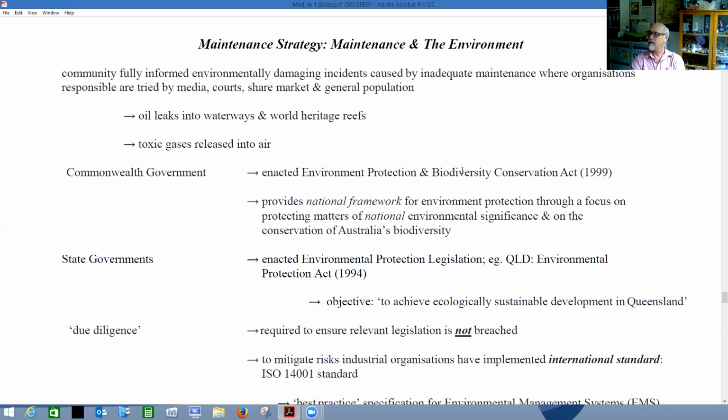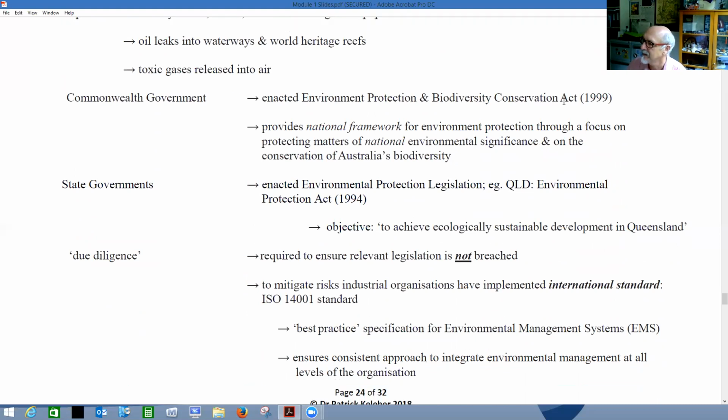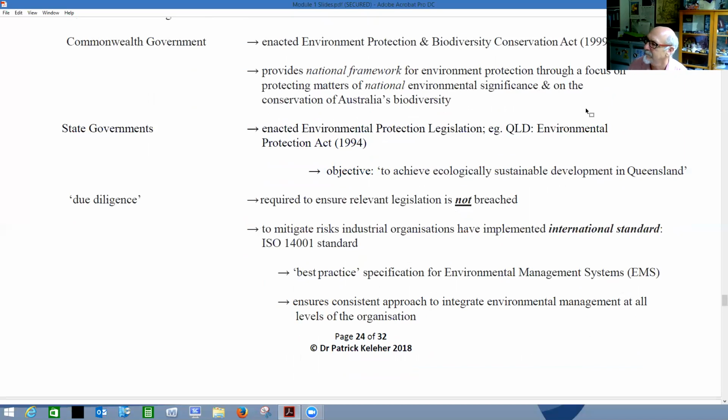Due diligence is required to ensure relevant legislation is not breached. Again, to mitigate risks, industrial organisations have implemented international standards like the ISO 14001 standard. Best practice specification for environmental management systems ensures a consistent approach to integrate environmental management at all levels of the organization. So in other words, it's all the way down to, you know, in the workshop, you've got used oil coming out of that haul truck.